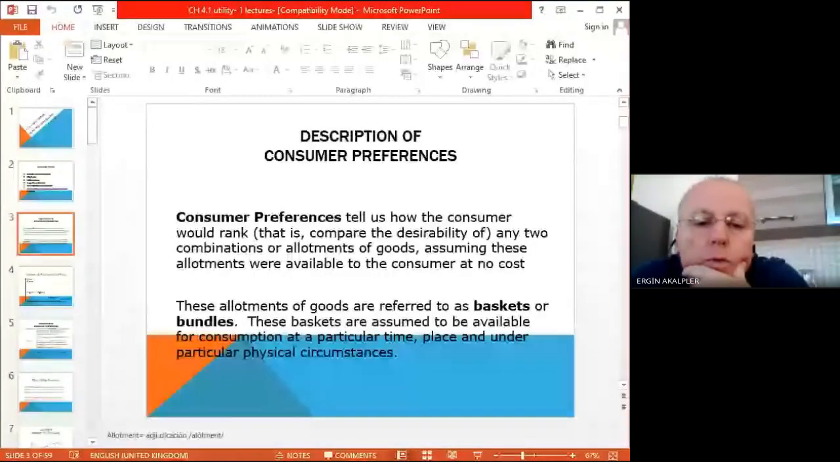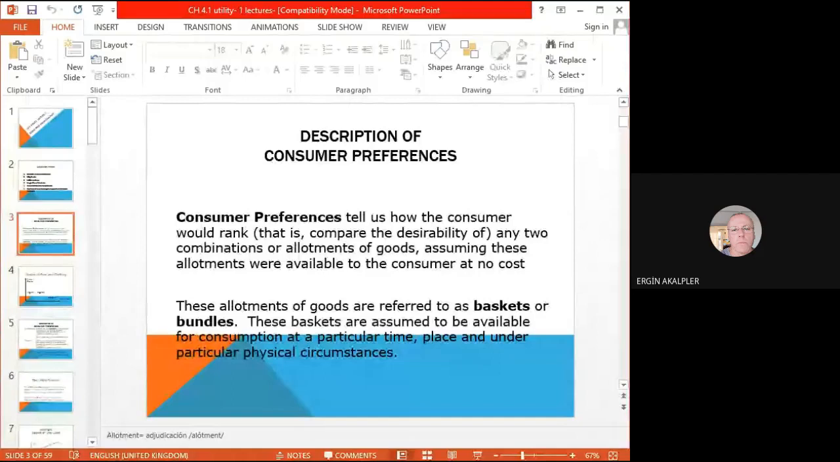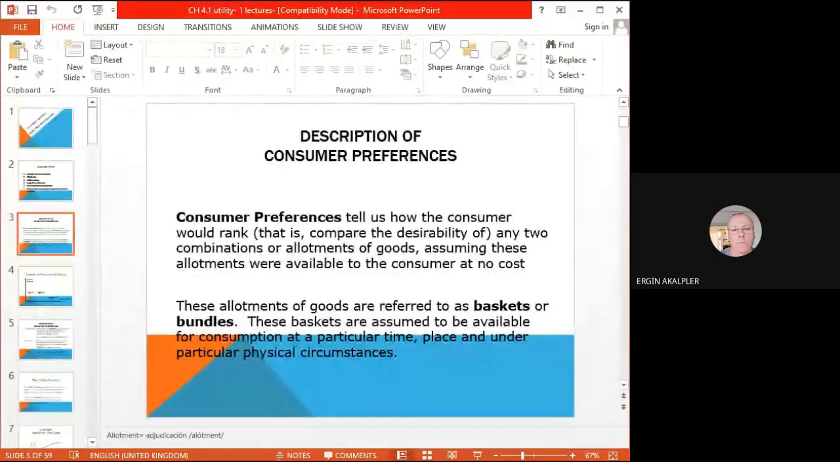Okay. You know the consumer preferences, because we have to define again the consumer preferences to be able to understand what it is and how we are going to apply the mathematical methods and applications. Consumer preferences tell us how the consumer would rank, that is, compare the desirability of given options, any two, let's say, combinations or allotments of goods, assuming these allotments were available to the consumer at no cost. Therefore, we are trying in any combination to get the best possible option.